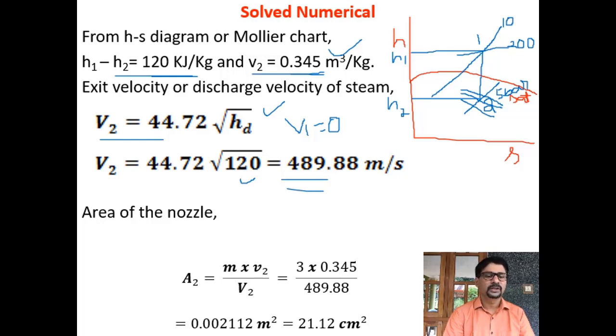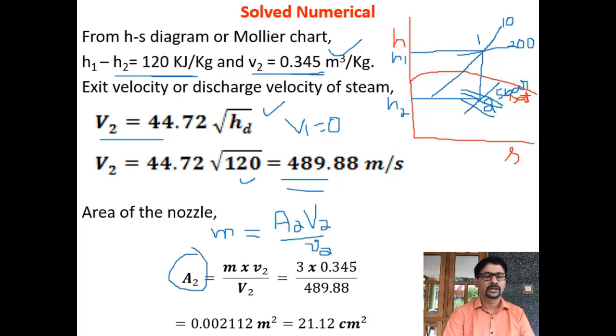Now you know the continuity equation. So mass flow through the nozzle at any cross section is given by m = A2 V2 / v2, that is, area of the cross section at the throat times velocity at the throat, divided by the specific volume of the steam at the throat. Since the mass flow rate is given, and the velocity we just found out, and V2 you took from the Mollier chart, the only unknown is the area of the nozzle.